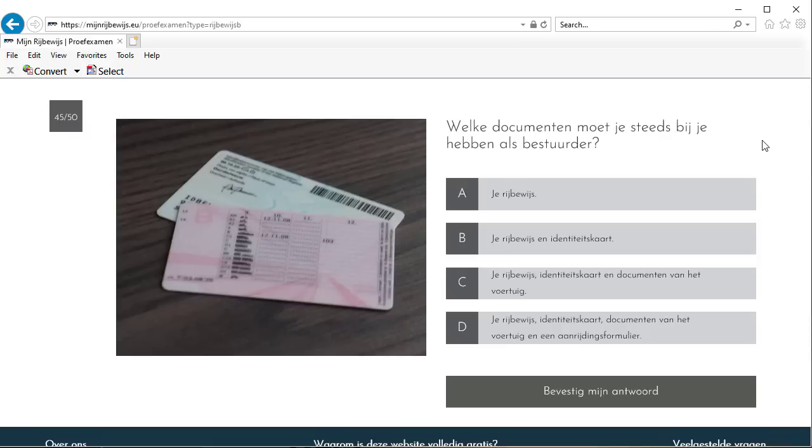I think option C is the right answer. I'm not very positive about the accidents formula. Is it optional or mandatory? So I think these are the three things that you always need in your car.